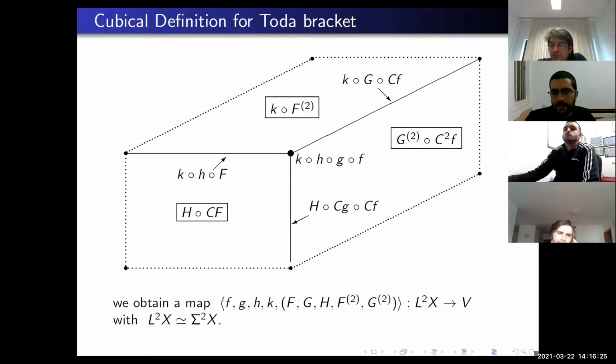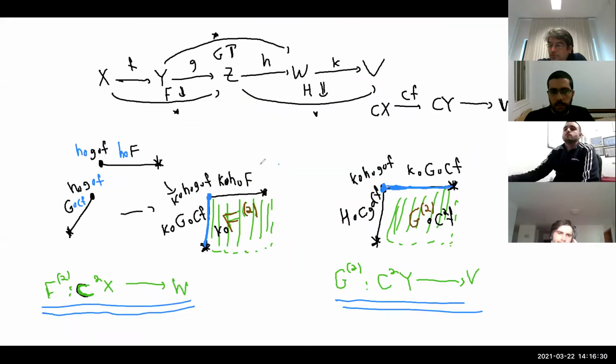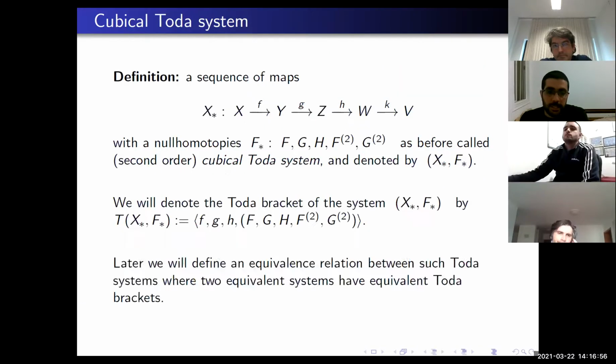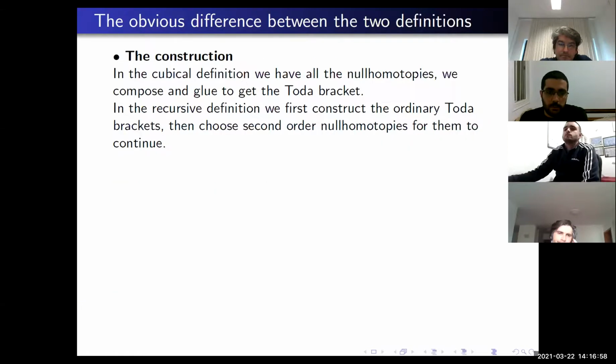Maybe here, when I did it on my whiteboard, I did it in a recursive way, but it's not recursive. One can give you all the homotopies, and you compose these maps and glue them together and you get this. So this is the construction. But the second one is recursive. So there is a difference in the construction between the two.